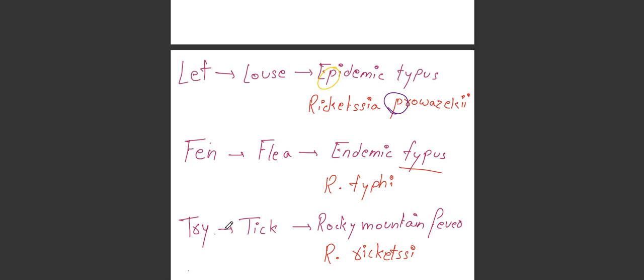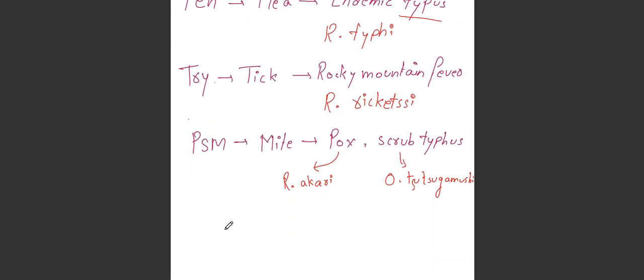Then TRY. T represents tick and RY represents Rocky Mountain fever, which is caused by R only, R representing Rickettsia rickettsii. PSM: M represents mite, P is for pox and S is for scrub typhus. Pox means shape, in Hindi it means akar, therefore it is caused by Rickettsia akari. And scrub typhus is named differently: it is caused by Orientia tsutsugamushi.